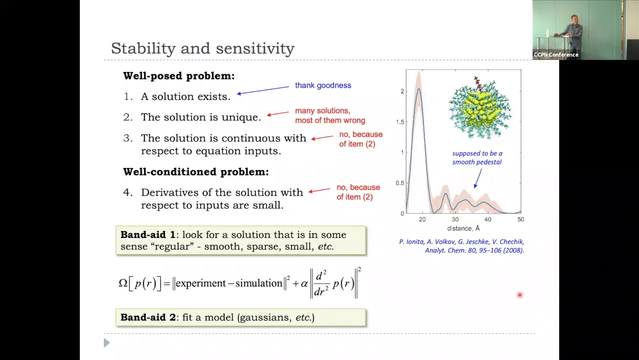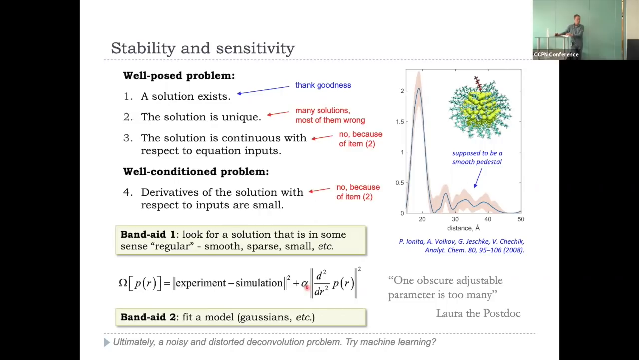Now, the common feature of these approaches is a great number of rather difficult adjustable parameters. As a friendly postdoc from the nearby lab pointed out, one obscure adjustable parameter is too many. So we need to find ways of solving this without introducing unnecessary fudge factors like this alpha here, the Tikhonov regularization coefficient. But ultimately, as you can see, this is a noisy and distorted deconvolution problem.